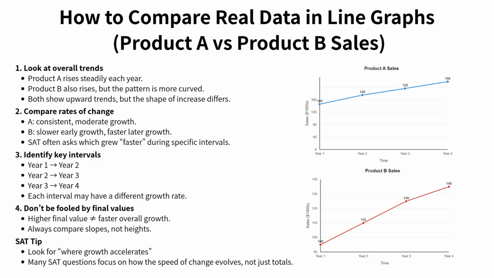Even though product A ends at a higher value, that doesn't automatically mean it grew faster. Product B might have a steeper slope in certain intervals, especially in the later years. That is exactly the type of subtle reasoning the SAT wants you to demonstrate. So whenever you compare two real data lines, remember this. Look at the shape, look at the intervals, and look at the rate of change. Heights can be misleading, slopes reveal the truth.